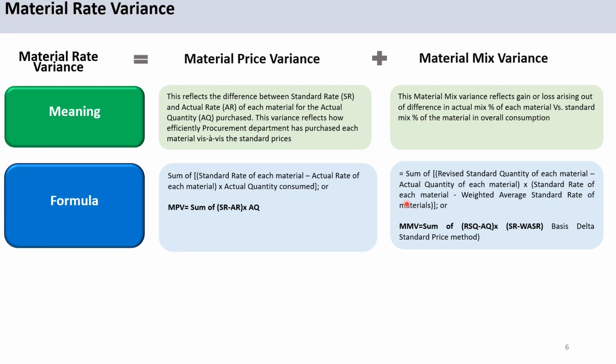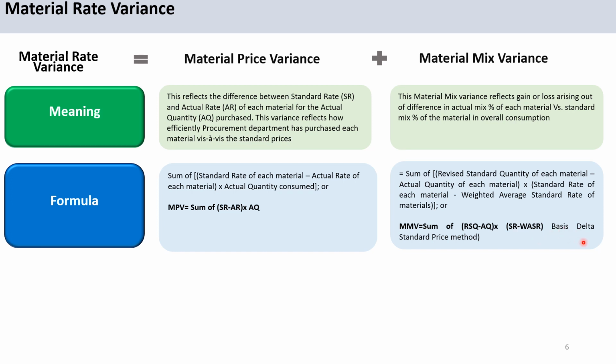And material mix variance is the sum of revised standard quantity of each material. And what is revised standard quantity? I will explain a little later in this presentation. Minus the actual quantity of each material times standard rate of each material minus weighted average standard rate of all the materials. So in short, we can say MMV equals RSQ minus AQ times standard rate for that particular material minus the weighted average standard rate of all the materials.